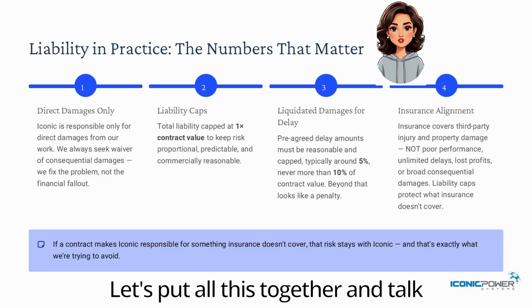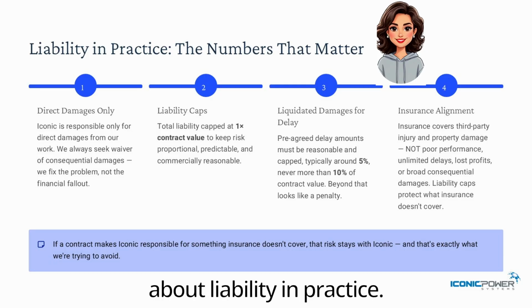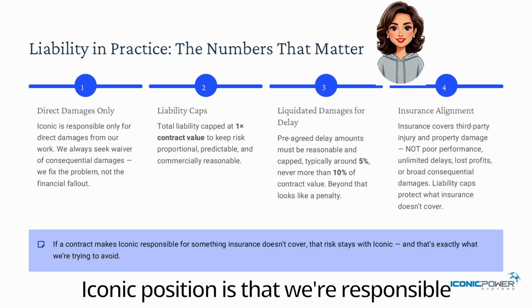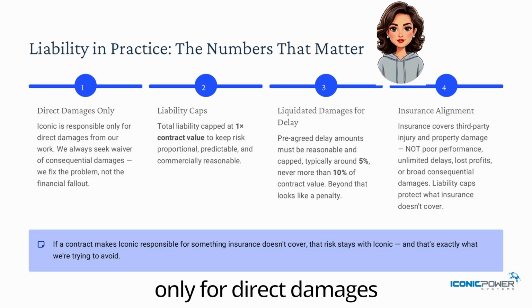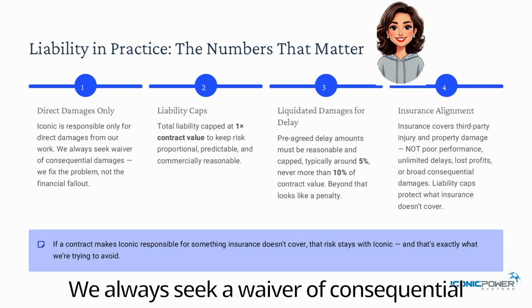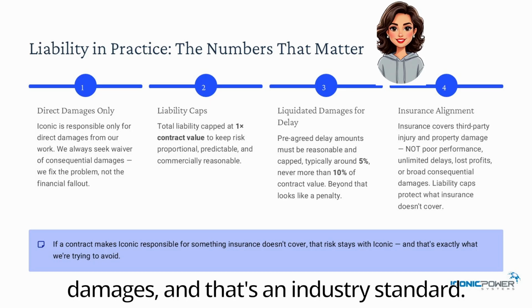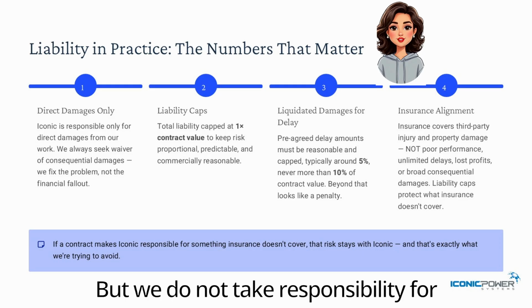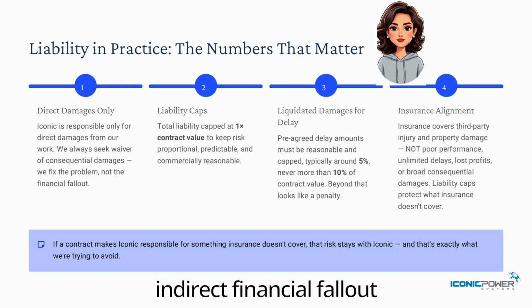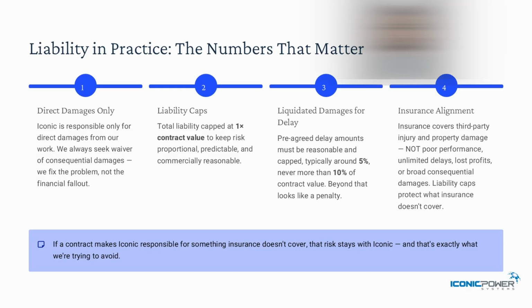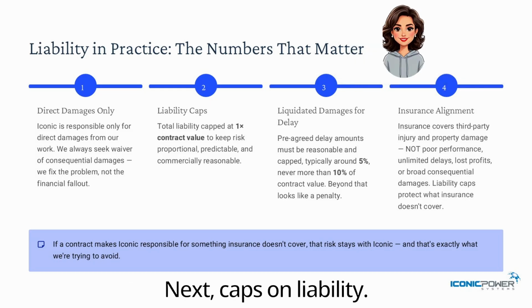Let's put all of this together and talk about liability in practice. First, damages. Iconic's position is that we are responsible only for direct damages arising from our own work. We always seek a waiver of consequential damages, and that's an industry standard. That means we fix the actual problem, but we do not take responsibility for indirect financial fallout that goes far beyond our scope. Next, caps on liability.